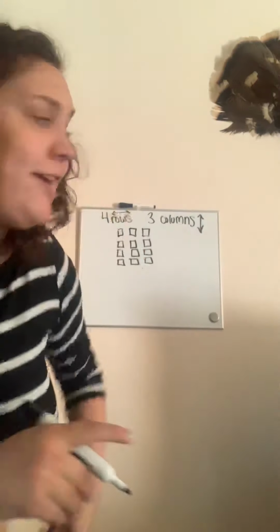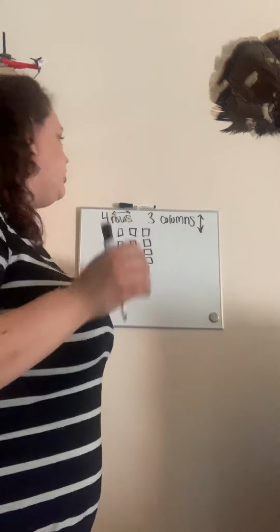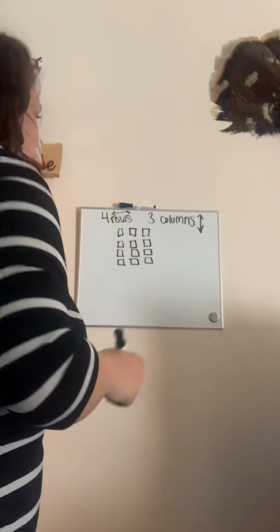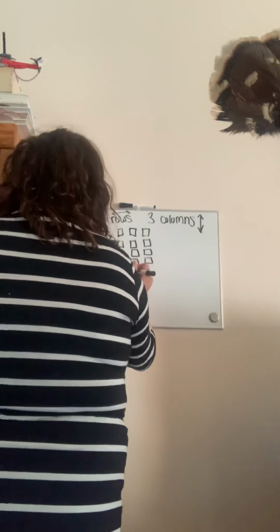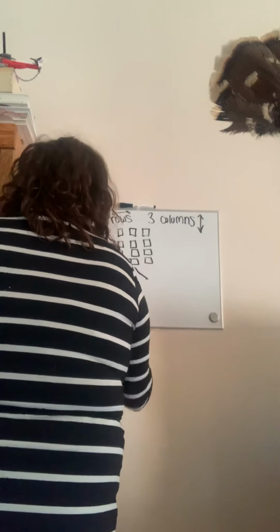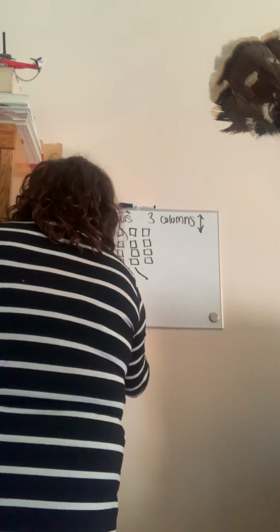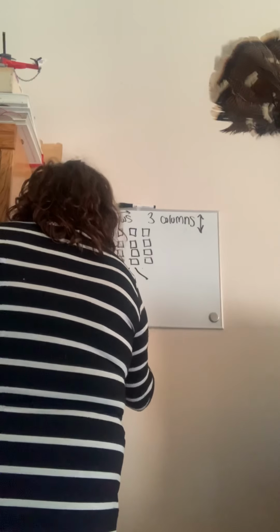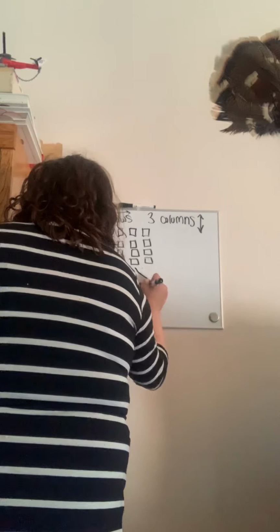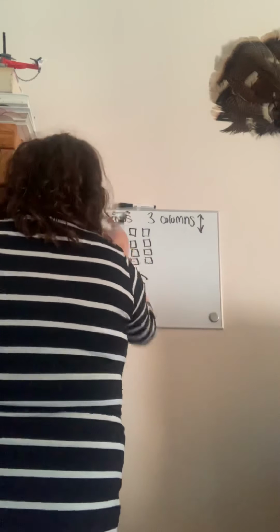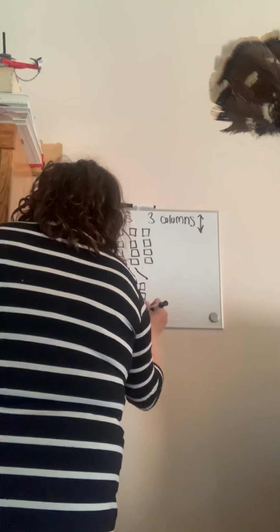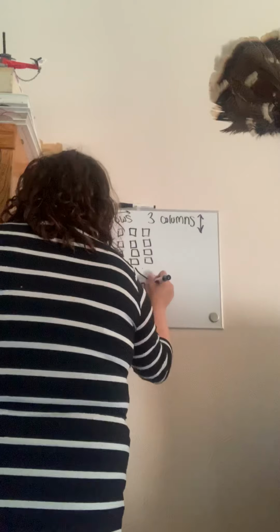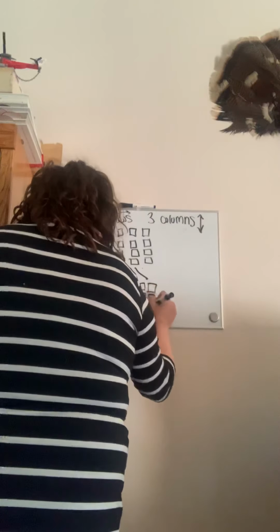And I am going to break apart the array. You're able to do that. You can break apart the array as long as you're not changing it, you're not adding to it or taking away. So when I break apart my array, I am going to break it into 2. I'm going to break it into 1 column and 2 columns. And remember, there are 4 rows, so there needs to be 4 picture frames in each column.